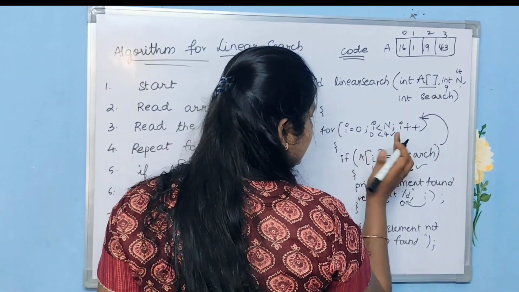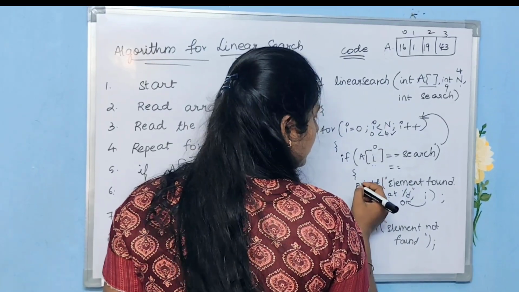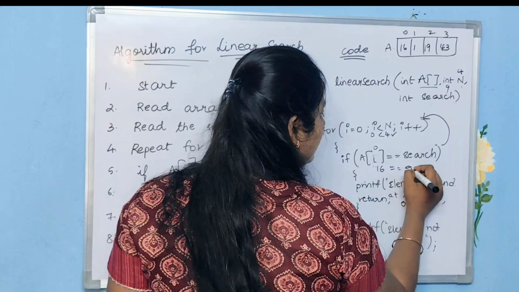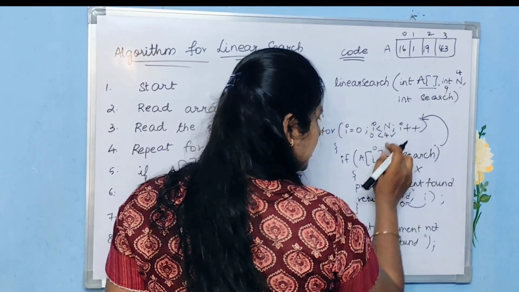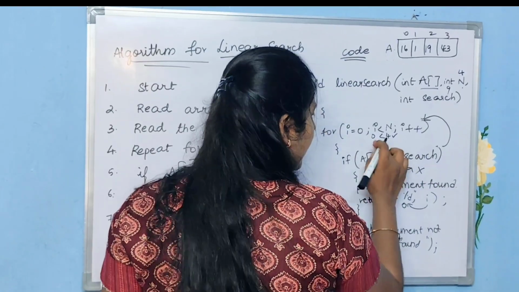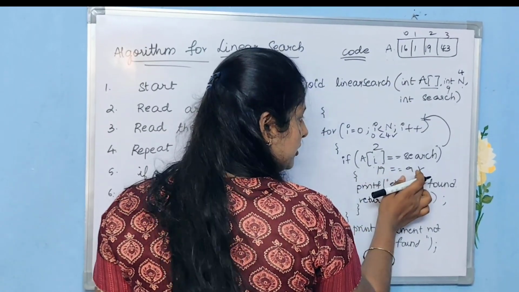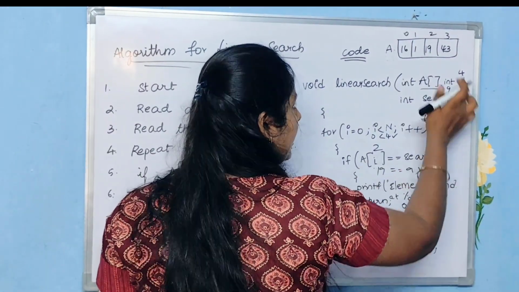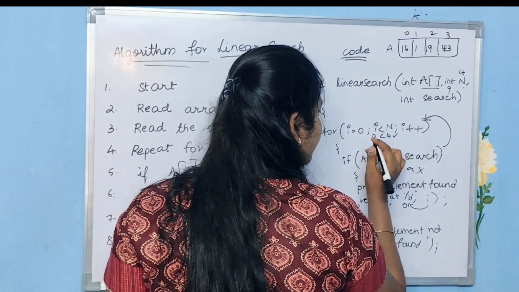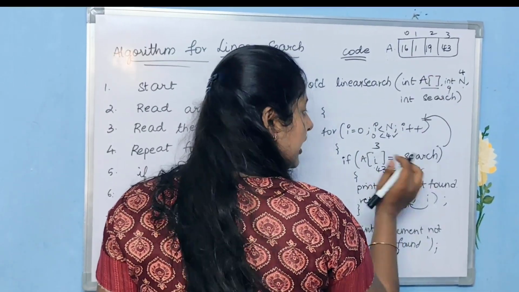So while searching, I've searched with 0. Is 16 equal to 9? No. Again, i value is incremented. Is 1 equal to 9? Again false. Again, is A of 2 19? Is 19 equal to 9? Again condition false. Again, i value is incremented. It became 3. Is A of 3 equal to 9? 43. Again, it is false.